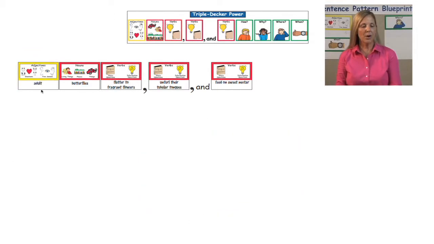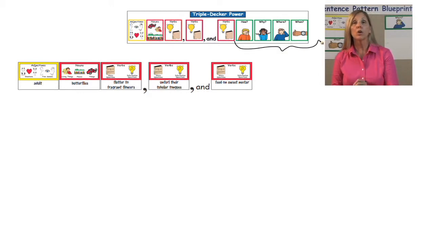Let's read our sentence so far. Adult butterflies flutter to fragrant flowers, unfurl their tubular tongues, and feed on sweet nectar. We have our red and our yellow cards. We need to fill in our green cards.